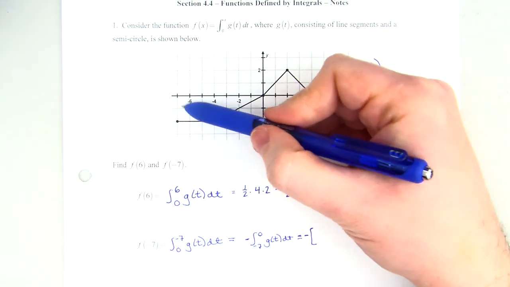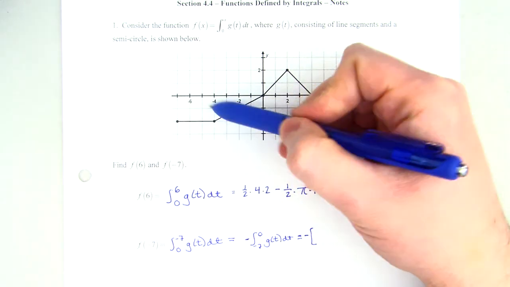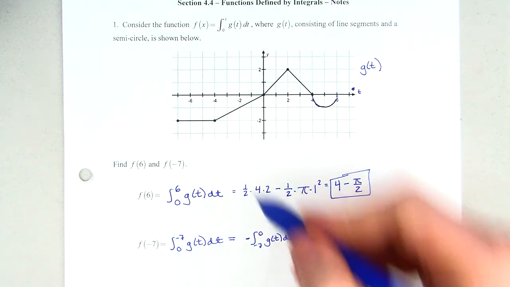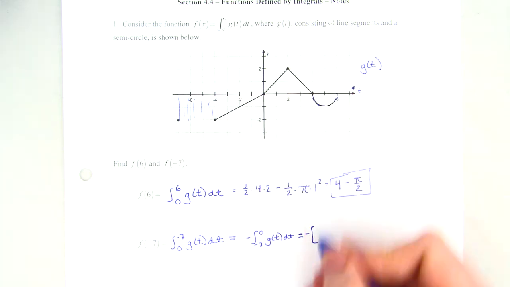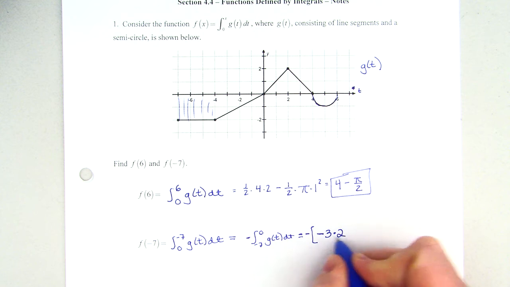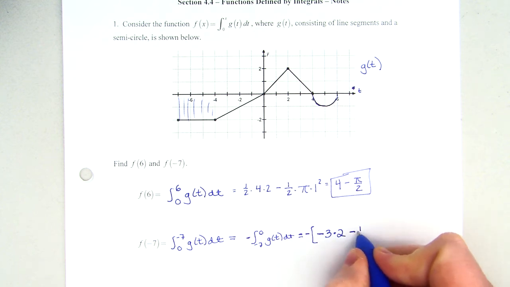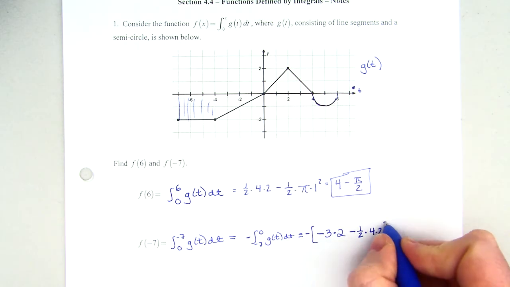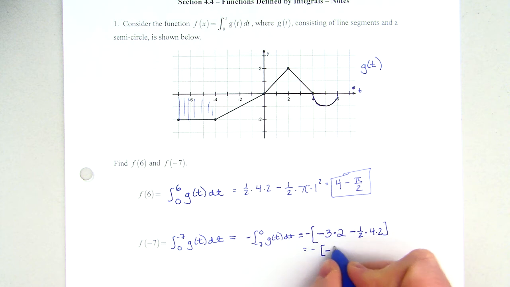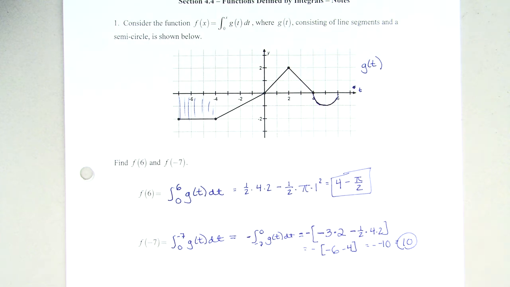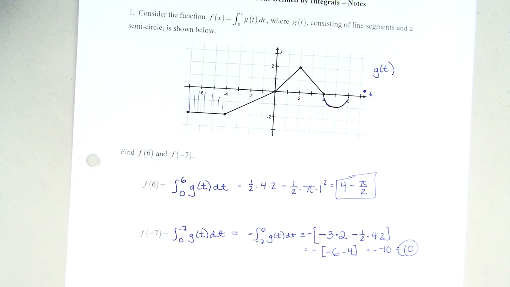You go do that. Find your signed area from negative 7 up to 0. I see a rectangle, then a triangle. Deal with it. Let's see, this rectangle's below the x-axis. Negative. Base is 3, height is 2, so negative 3 times 2. Then there's a triangle, minus 1/2 times base 4, height 2, 1/2 times 4 times 2. This is negative. Negative 6 minus 4. This is negative 10. We're going to get positive 10 out of that.